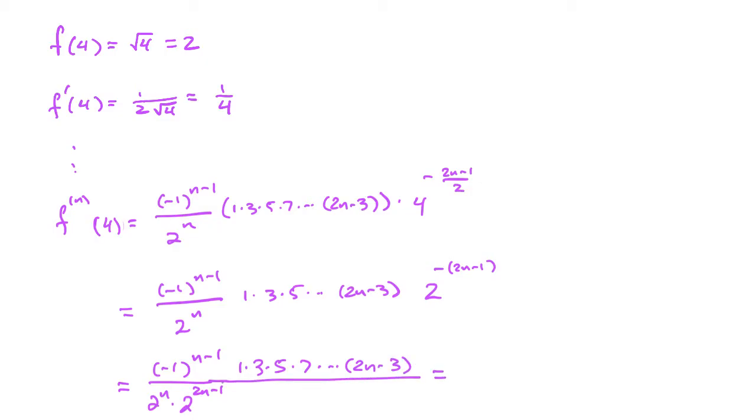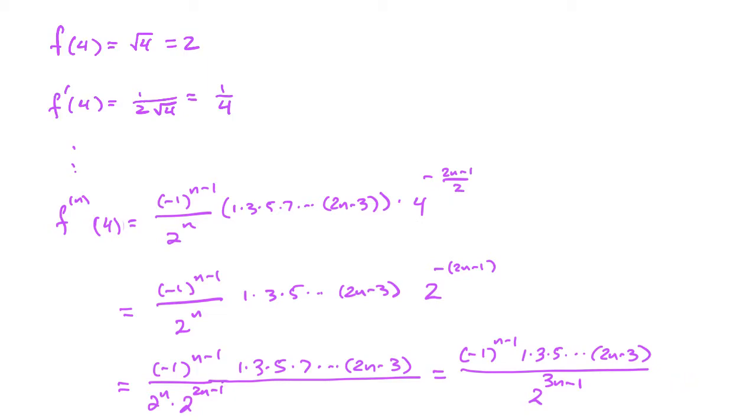So this gives us a final value for our derivative at that point of minus 1 to the n minus 1, 1 times 3 times 5, all the way up to 2n minus 3, and in the denominator, we have a 2 to the 3n minus 1 power. So this formula will work for n greater than or equal to 2. This gives us that value.